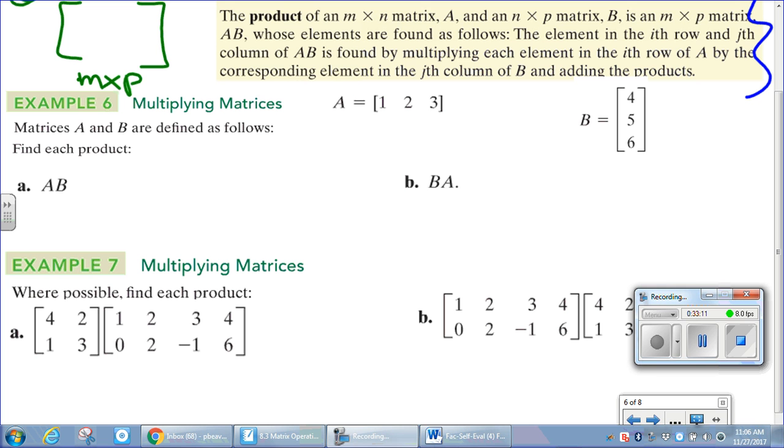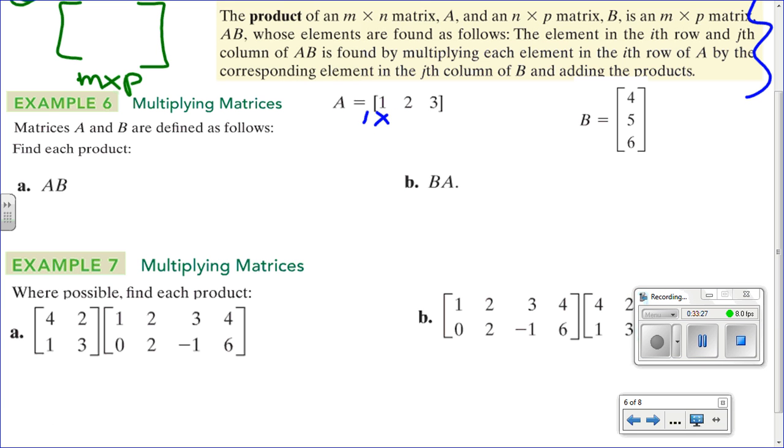Let's see, we're going to multiply two matrices A and B. First, we're going to multiply A times B, and then second, we will multiply B times A. If you notice, matrix A has dimensions 1 row, 3 columns, so 1 by 3. And matrix B is 3 rows, 1 column.